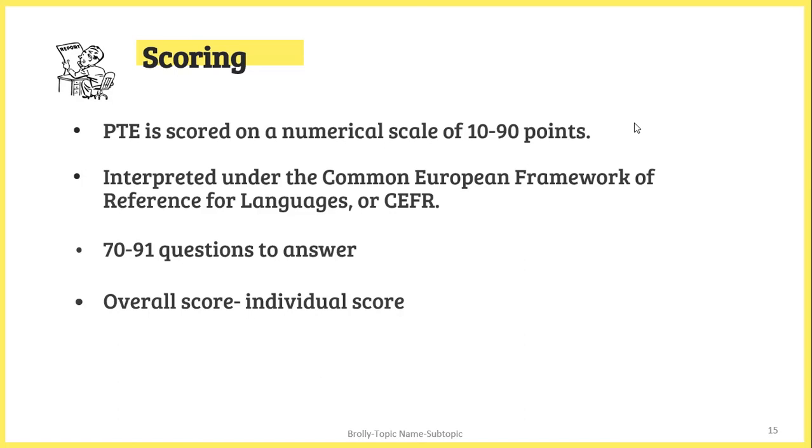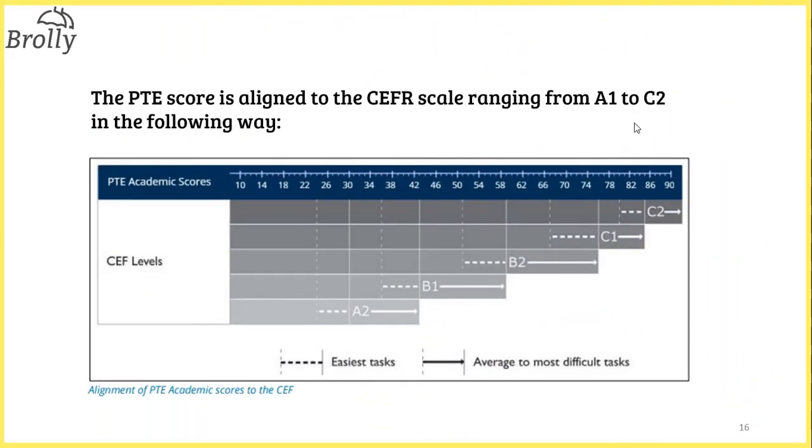Now, each of the skills, the communicative skills as well as the enabling skills, are individually scored first and then averaged to give you an overall score. The way the PTE score is aligned to the CEFR scale is given below. Please have a look into it.